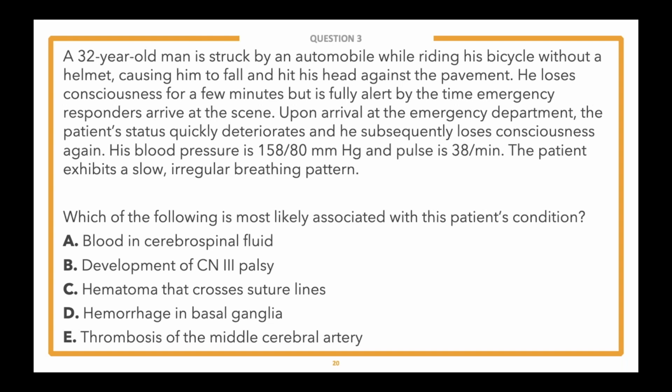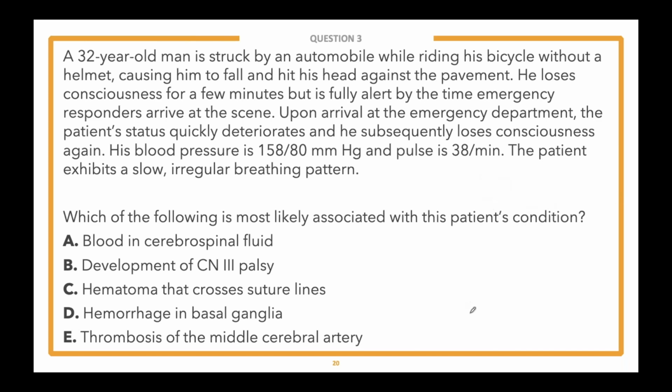Answer choice E, thrombosis of the middle cerebral artery. D, hemorrhage in the basal ganglia. C, hematoma that crosses suture lines. B, development of cranial nerve 3 palsy, and A, blood in the CSF.